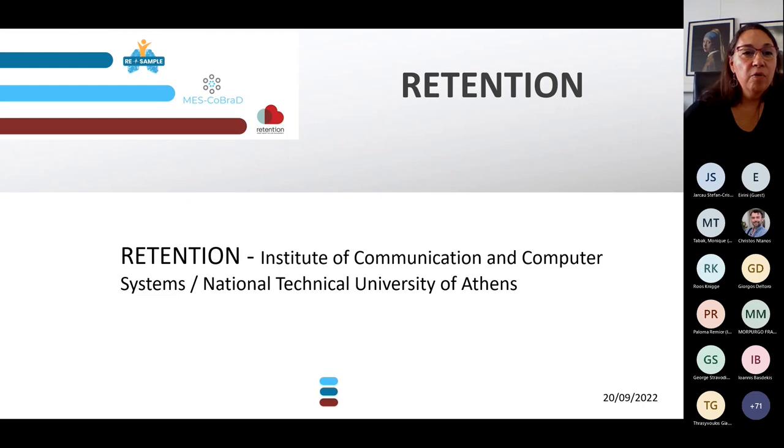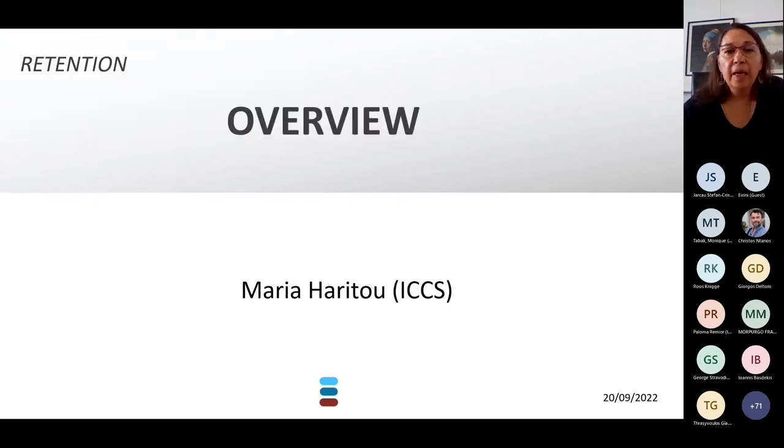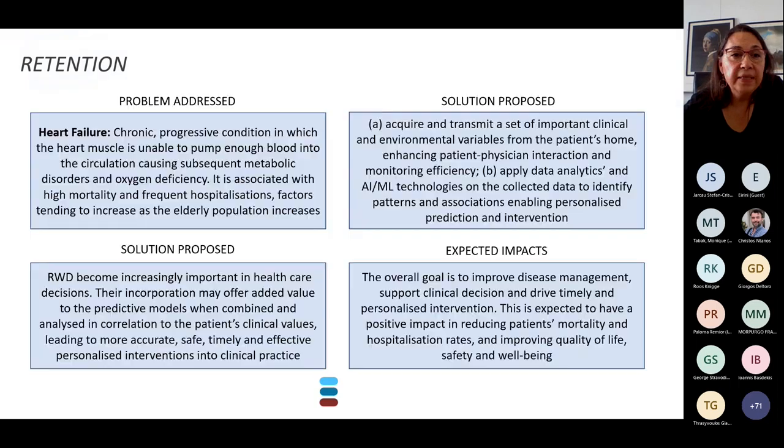And move on with the retention project, which is coordinated by the Biomedical Engineering Laboratory of ICCS. Biomedical Engineering is a part of ICCS and the Polytechnic School of Athens. And I will be presenting a brief overview of the retention project as briefly as I can.